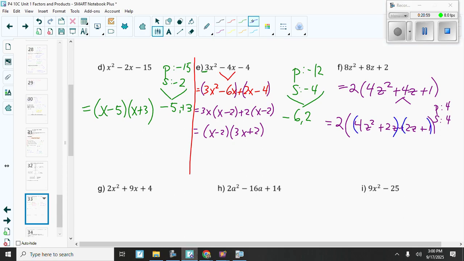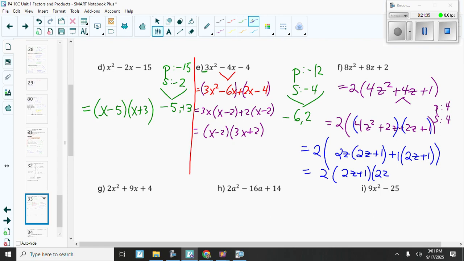With all those brackets, it starts to look a little squishy. I get that, and that's why I try to use different colors. From this group, I can pull out a 2z, and I'm left with 2z plus 1. From this group, I can't pull anything out other than a 1, and I end up with 2z plus 1. So then I write 2z plus 1 and another 2z plus 1.